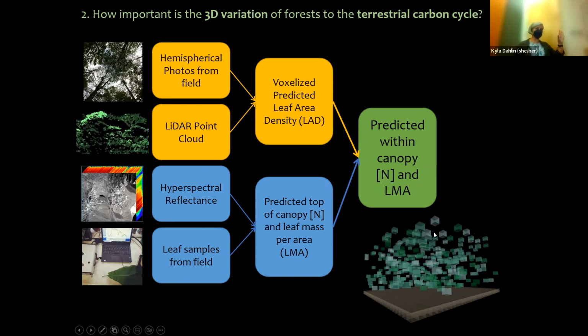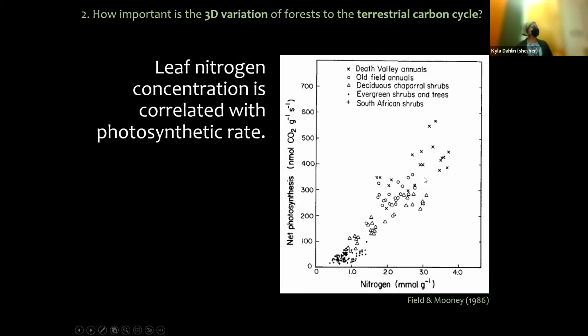If you're not an ecosystem person and you're like, wait, you just said nitrogen for the first time in this talk, we've been talking about carbon and other stuff. Just a quick reminder that the reason we care about leaf nitrogen is because leaf nitrogen concentration is correlated with photosynthetic rate. So theoretically, if we know how much nitrogen is in the leaves, we can make a coarse estimate of how much carbon those leaves would take up given other environmental conditions. So that's why we just started talking about nitrogen.